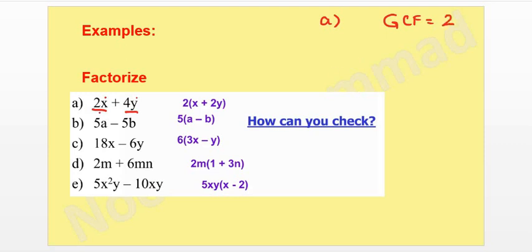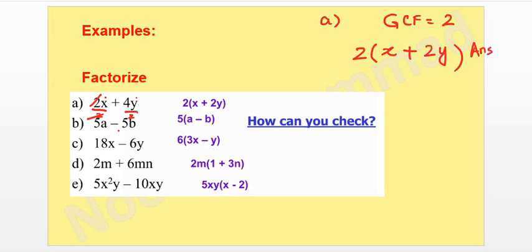So how will you factorize it now? You will divide this term by 2 and you will divide this term by 2. 2 will be written outside the bracket, and what will be inside the bracket? Now look at this. 2 will cancel 2 and what is left here is x. So our first term will be x plus. Now 4 divided by 2 will give us 2 and y is still there. So it is 2y. This is your final answer.